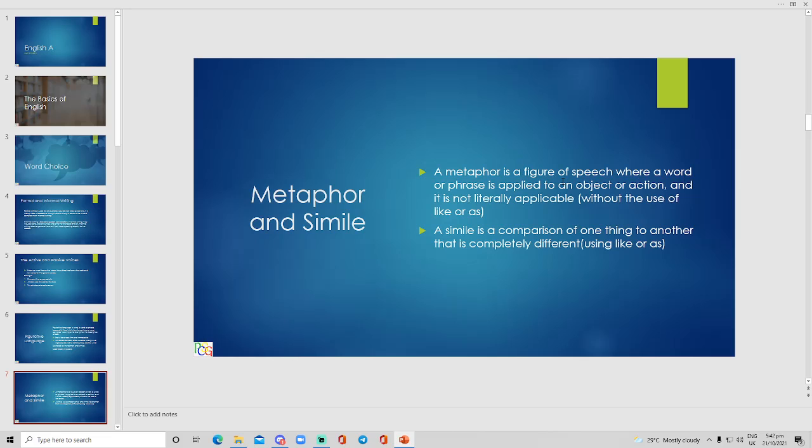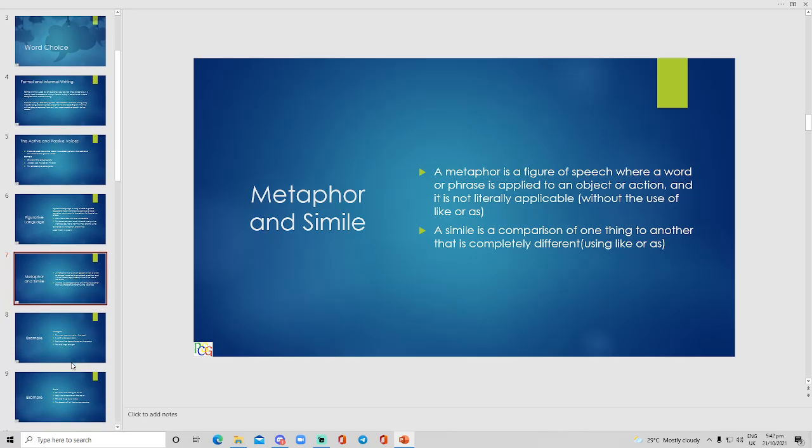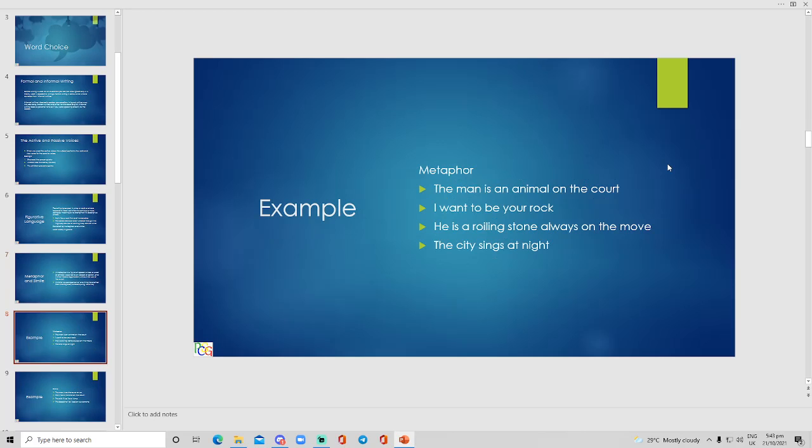A metaphor is a figure of speech where a word or phrase is applied to an object or action. So a metaphor, we apply it to the object or the action, while a simile just compares them. And usually when we compare them, we use like or as, because like and as are two comparative words. Alright, so I'm going to go to the examples now. So, my examples of metaphors.